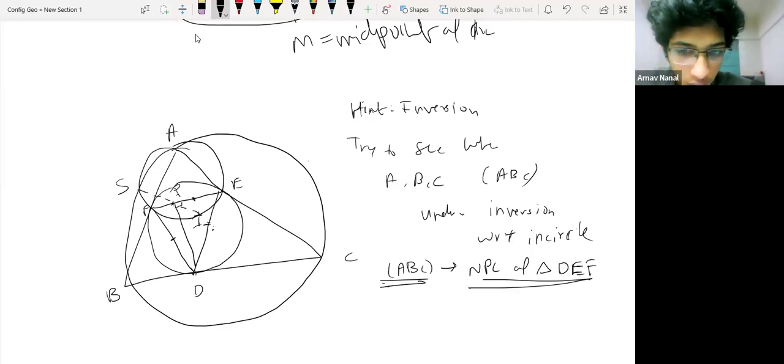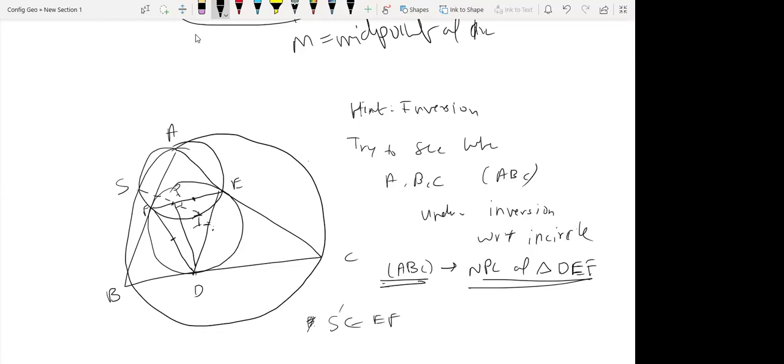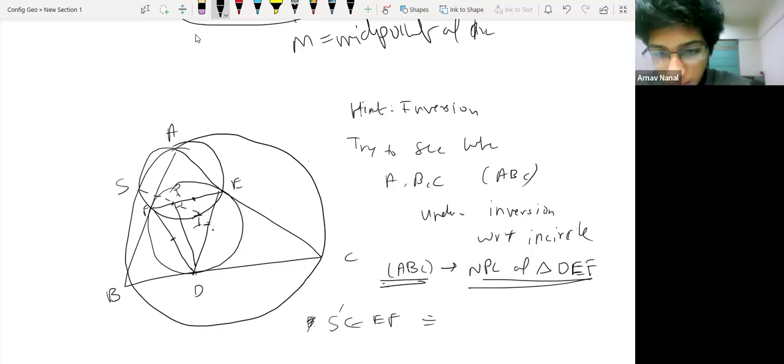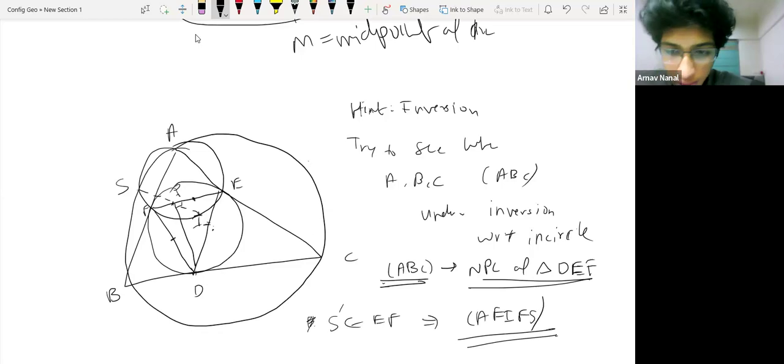Also, wait. Why does S go to line EF? You still need to show that the image of S will belong to EF. Because S lies on circle AEF, which passes through the center I, and circles through the center go to lines. So this circle will go to EF, and so S dash will belong to line EF. Yes, that's nice. So this was the property.